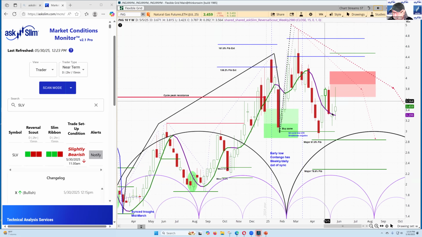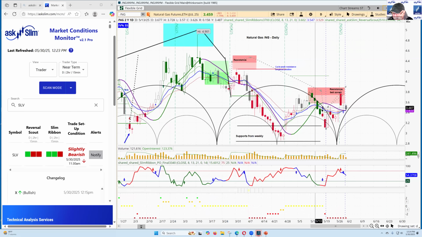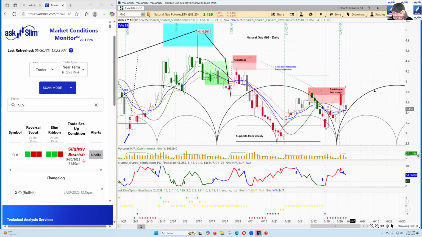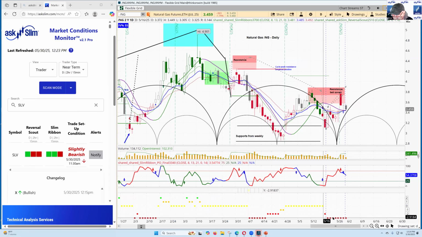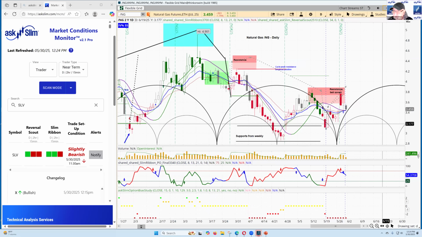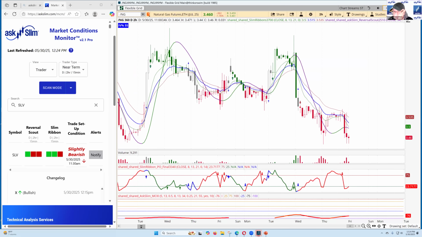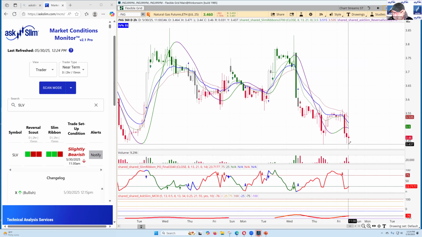We have the reversal scout pointing to the downside here on the weekly. On the daily, you have a neutral condition, as you can see, and our slim ribbon PO has turned neutral. But our option bias indicator is telling you to stay on the short side in your option positions. And you can see here on the intraday chart, if I go to near term, oh, I don't have it on there, sorry. Then it would be slightly bearish.